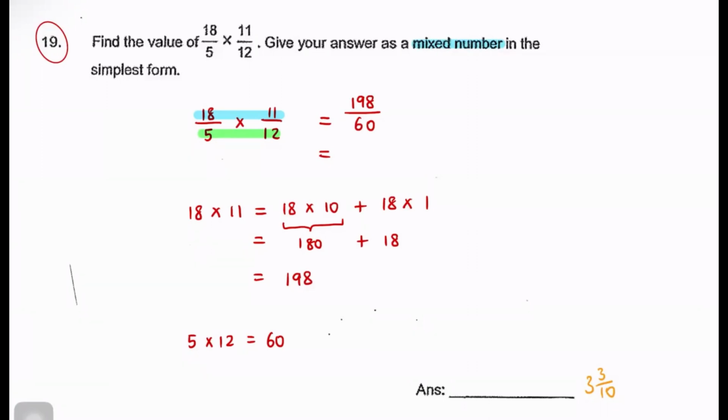If you have 1 time, it is 60. 2 times 60 is 120. 3 times 60 is 180. Can you see that? 180 is very close to 198. So actually, there are 3 wholes hidden in this improper fraction. What will be the remainder? How far is 180 from 198? What's the difference between them?